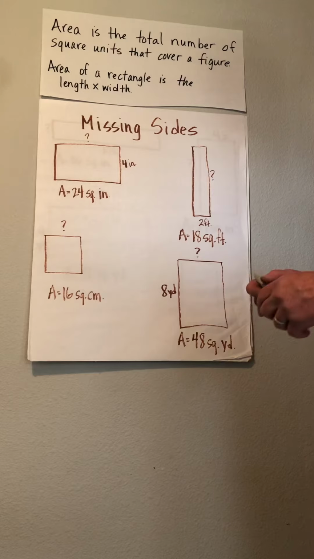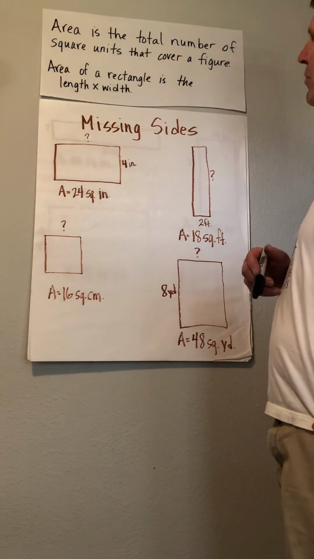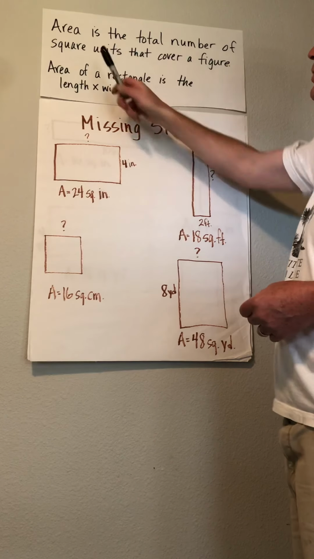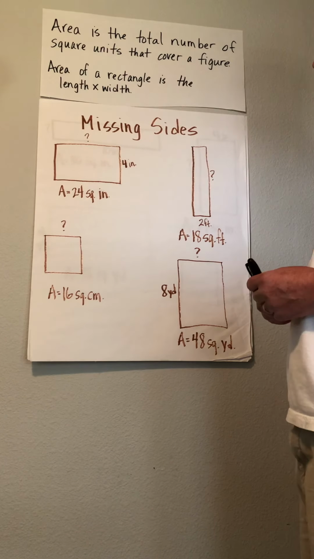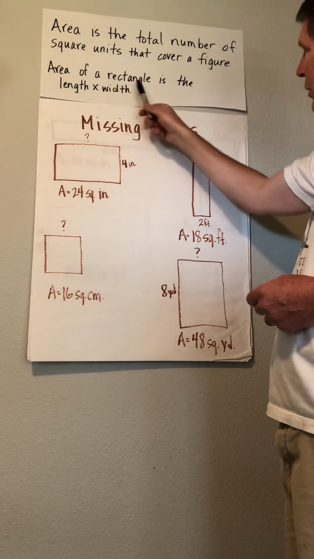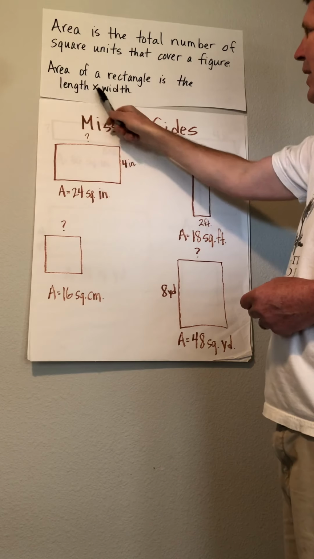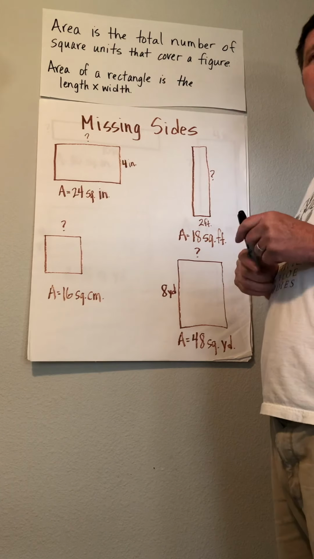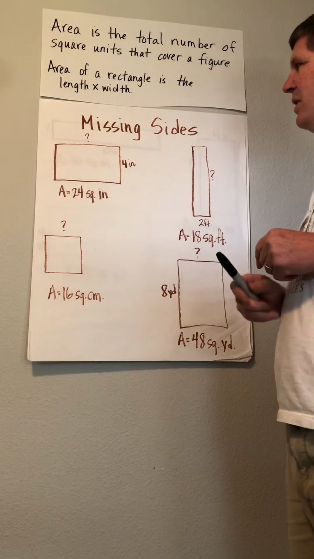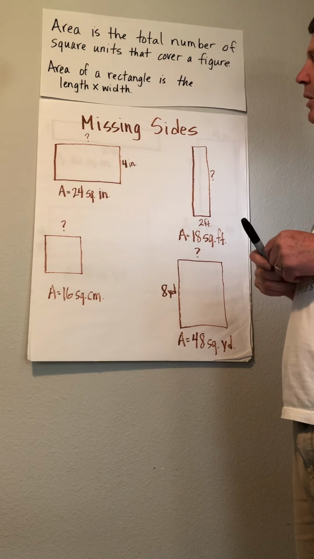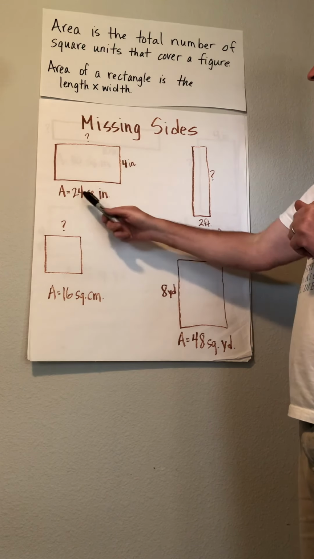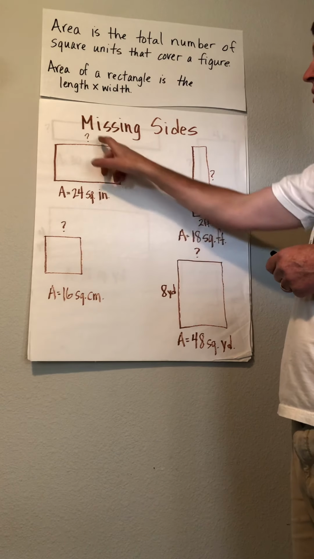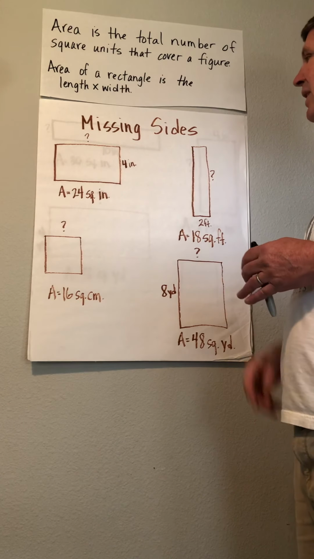We are going to continue looking at area today. I want to remind you that area is the total number of square units that cover a figure. The area of a rectangle is the length times the width. However, today we are missing one of the sides of our rectangles. We don't know how long they are, but we know the area. So we should be able to figure out how long the missing side is.